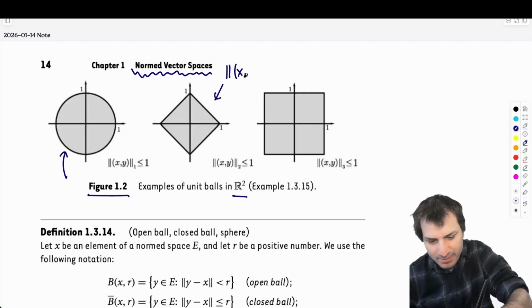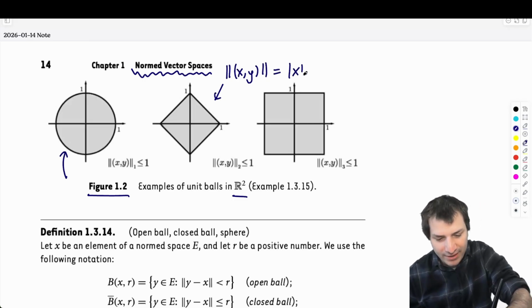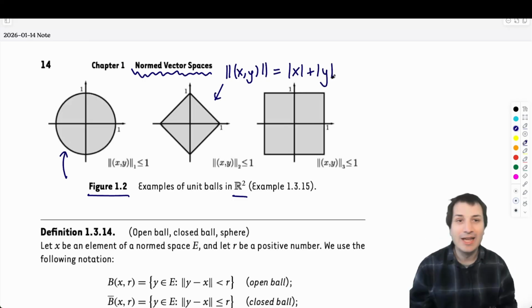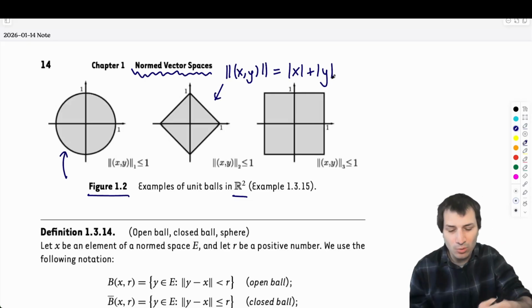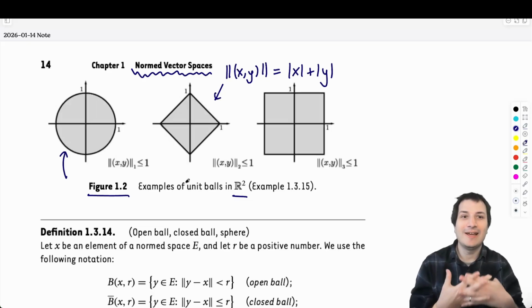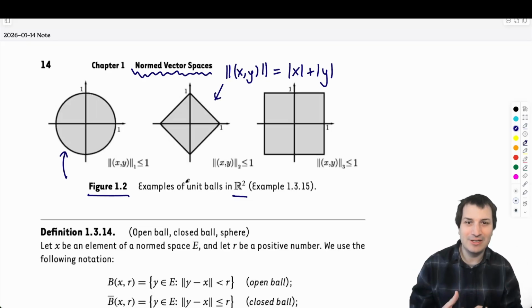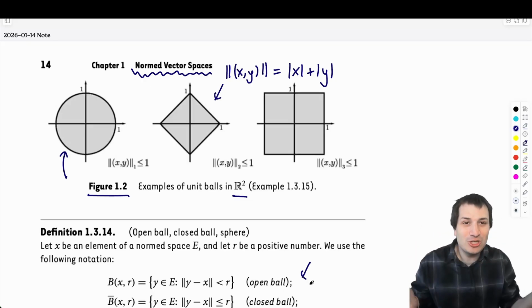So if you measure the norm of the vector (x, y) as the absolute value of x plus the absolute value of y, then the set of points where the absolute value of x plus the absolute value of y is less than or equal to 1 is exactly this diamond shape. So that is a perfectly good unit ball. We're going to see the definition in a second. Actually, you can peek ahead and take a look down here. And it is just a different shape.